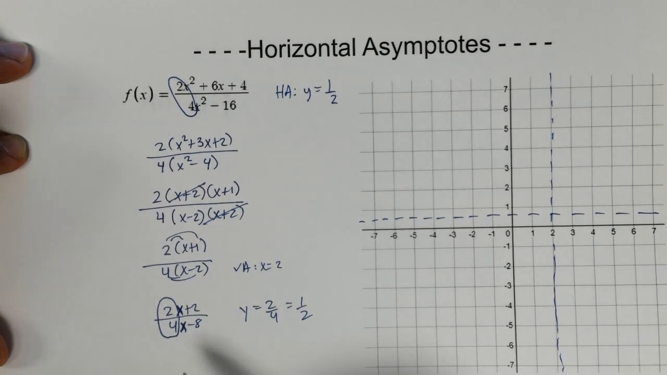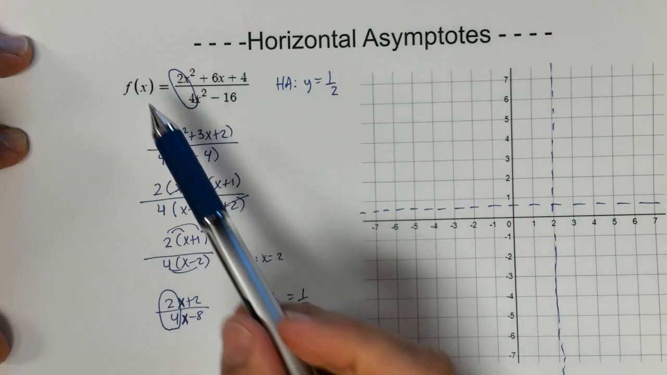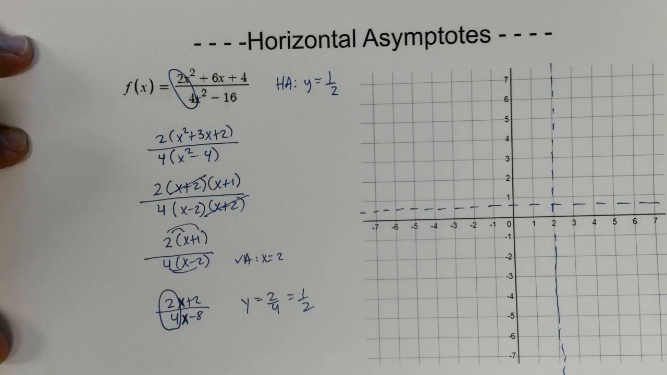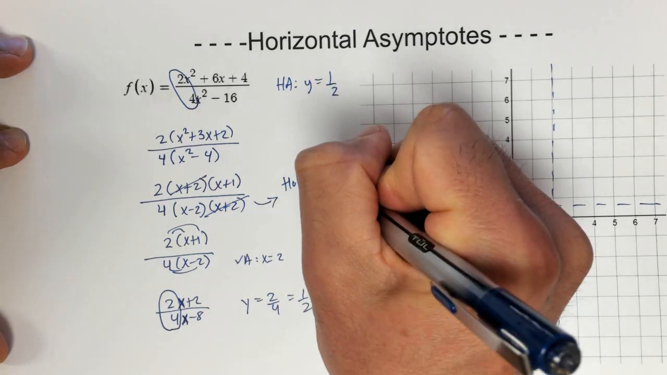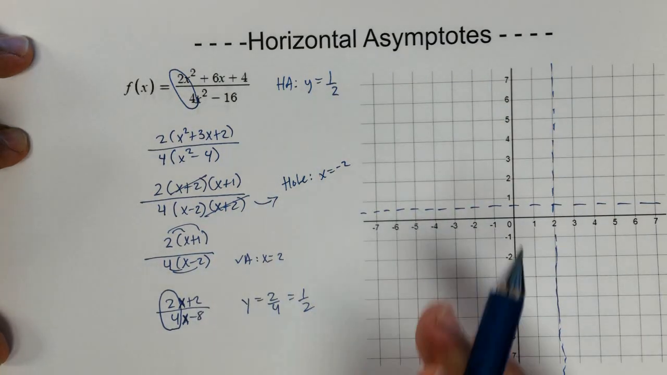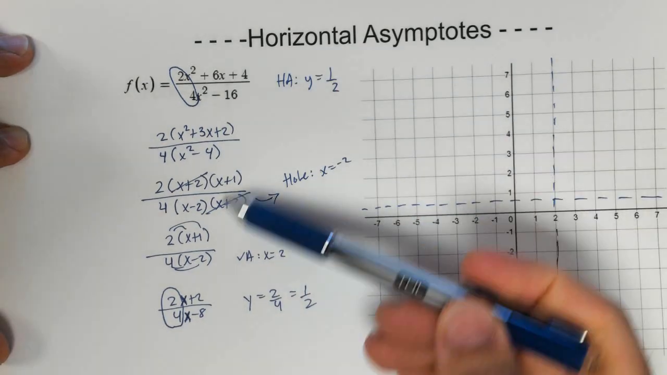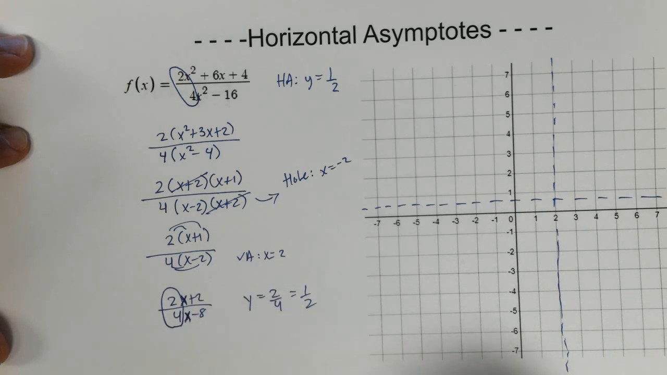Now in this case, it so happened that the original function and the simplified function match, and that will happen most of the time. But what this doesn't tell you is that there is a hole here at x equals -2. It doesn't tell you about the vertical asymptote. There's a lot of things that it doesn't tell you. And it's also good to make sure that once it's simplified, we are in fact left with the same ratio.